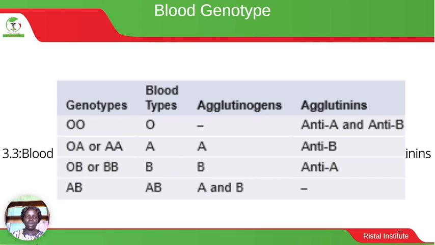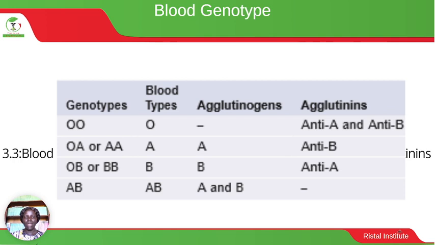Then the genotypes right there, we have the OO, the OA, the AA, OB, BB, then AB. Then the blood types will be O, B, B, AB. So that means if the person has these genotypes, if you cross using the Mendelian system, you get this. If the person has OO genotype, he is going to have blood group O.